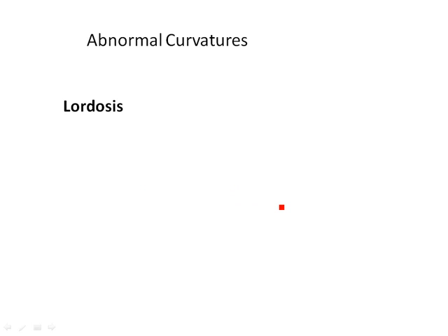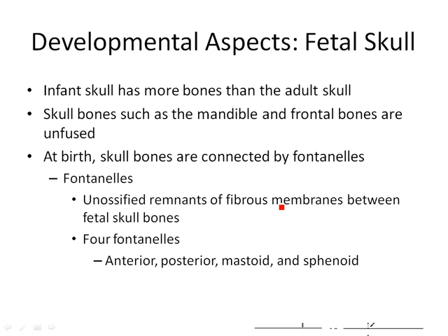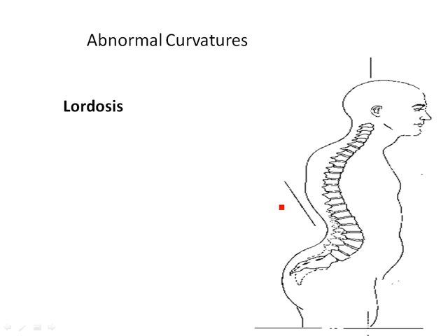And then the last one is lordosis. My picture's going to load. Hang on. Being slow. There we go, lordosis. And this is an abnormal curvature in the lumbar region. And so this one is really common. You see this in someone that's got a beer belly.